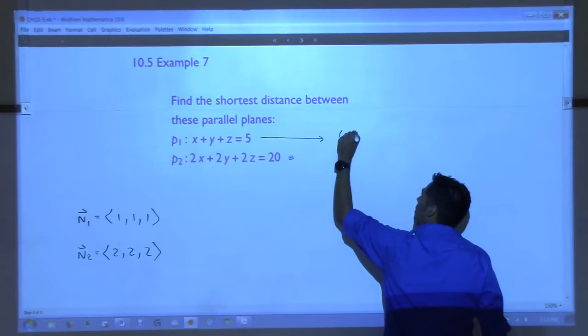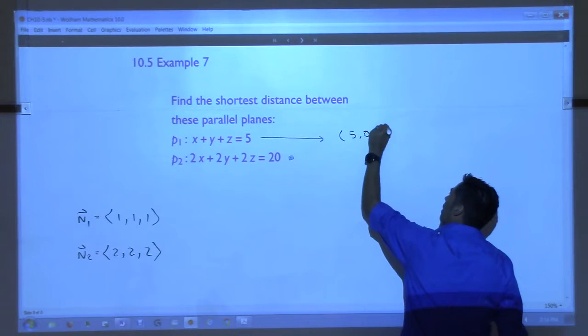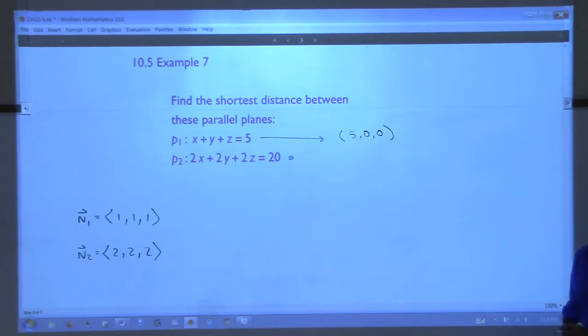I'm going to grab it this time. How about 5, 0, 0? I like using zeros when I can, right? That point lives on that plane.